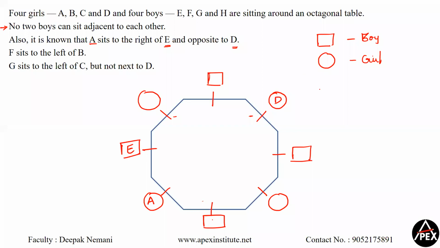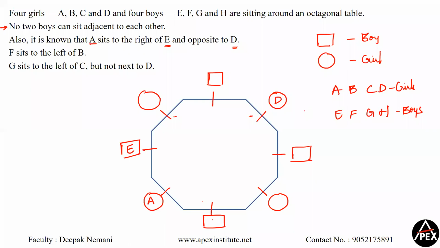Now F sits to the left of B. So B is a girl. So A, B, C, D are girls. E, F, G, H are boys. G sits to the left of C, but not next to D.